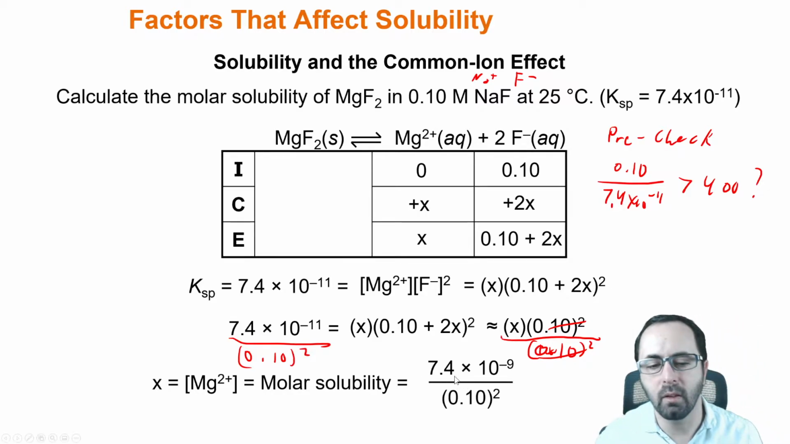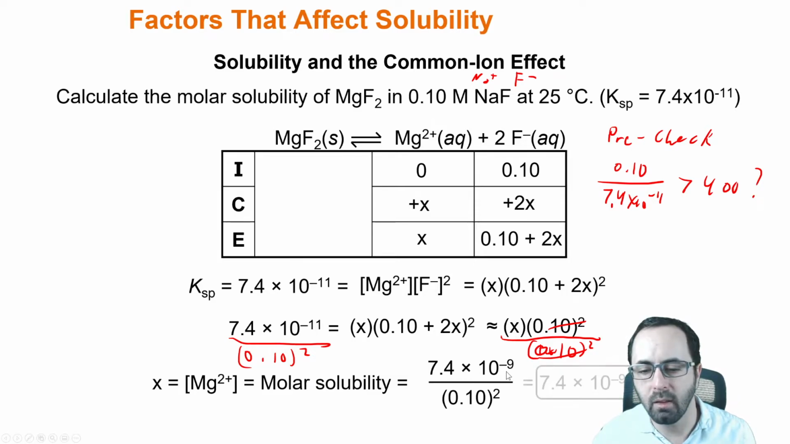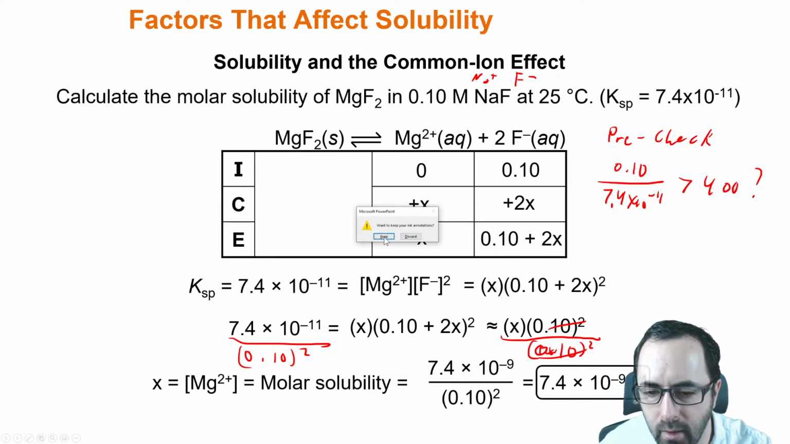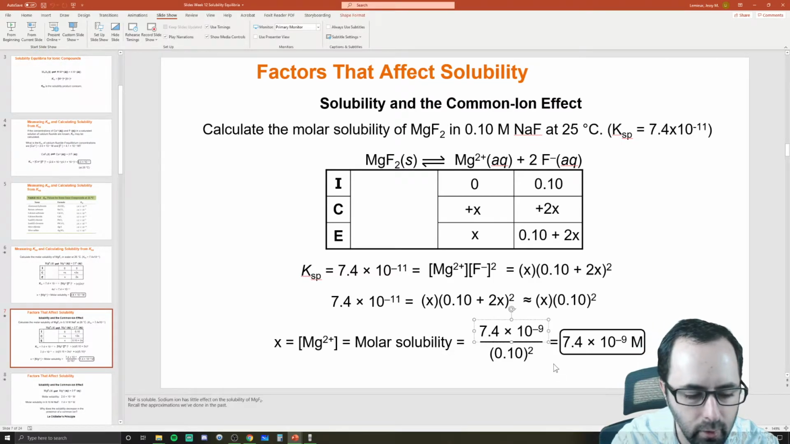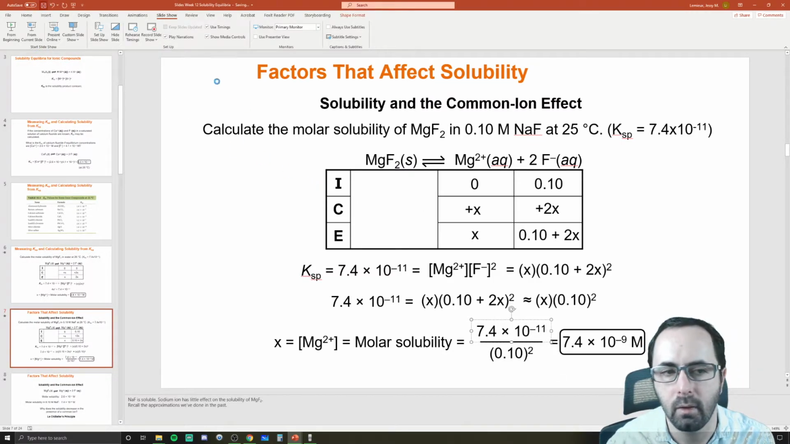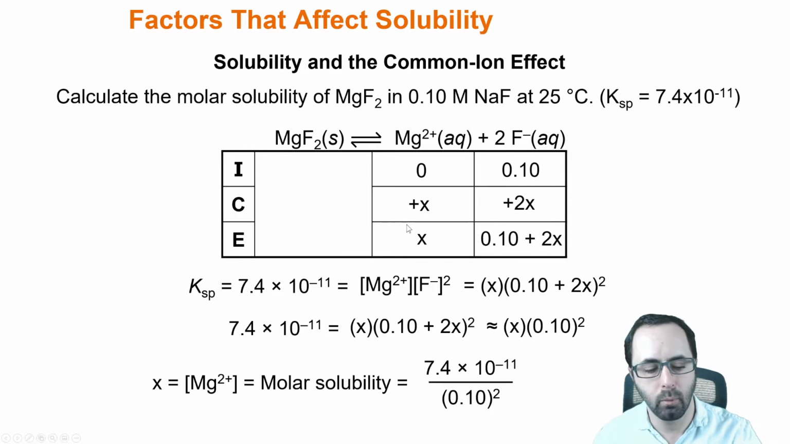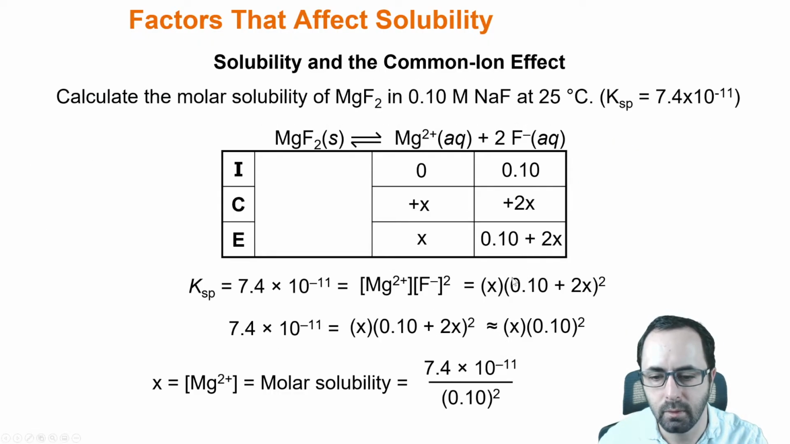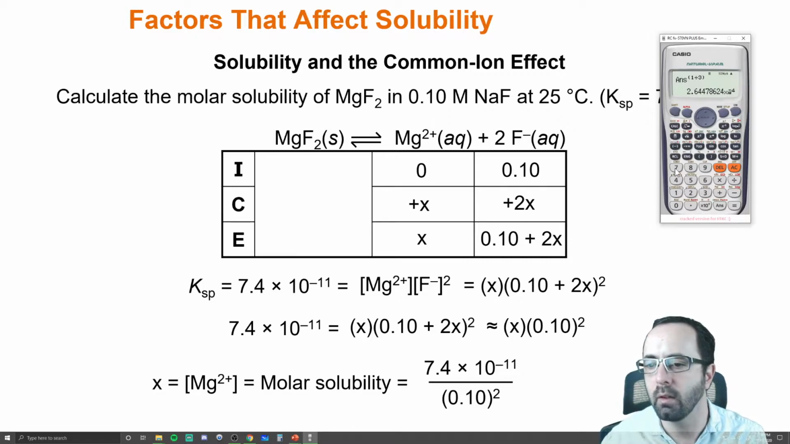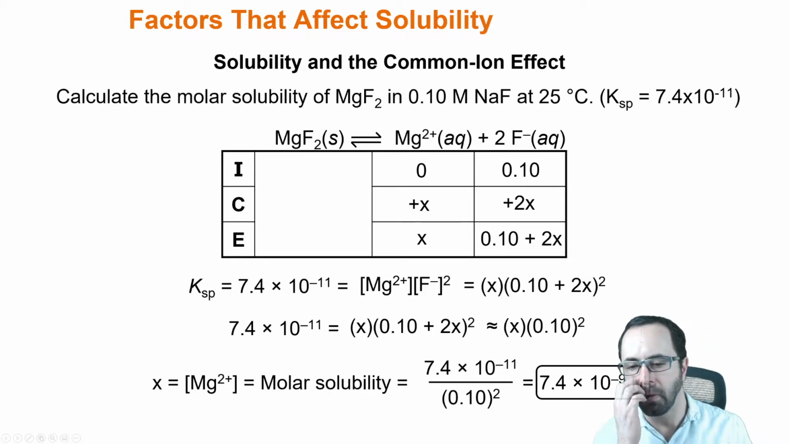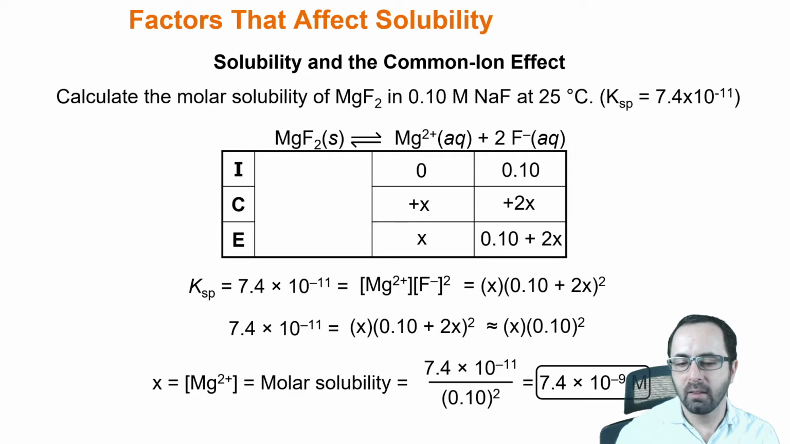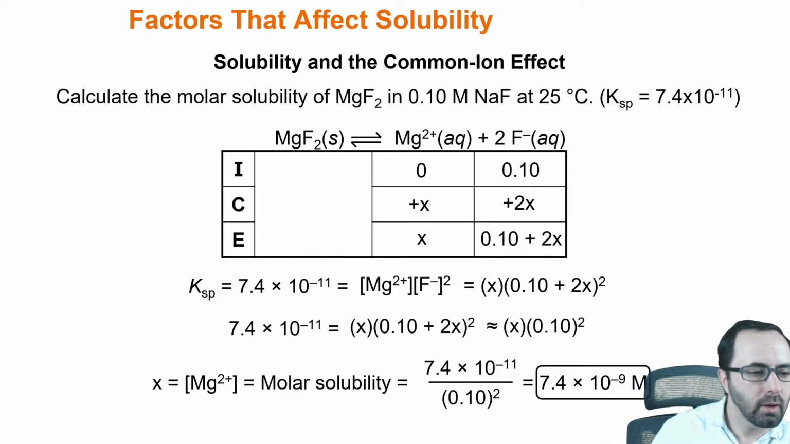Okay, so the molar solubility is going to be 7.4 times 10 to the minus, not 9, 11, sorry. Got a little ahead of myself there. 11. Divide by 0.1 squared. So 7.4 times 10 to the minus 11 divided by 0.1 squared equals 7.4 times 10 to the minus 9 molar. So that is x, and that is the molar solubility right there.